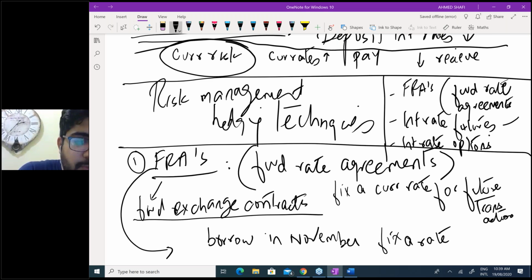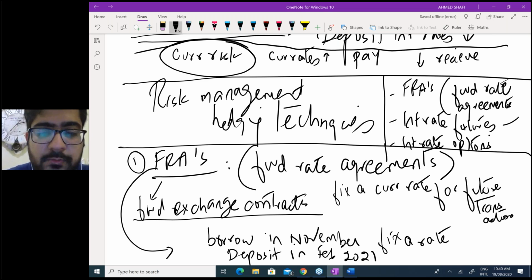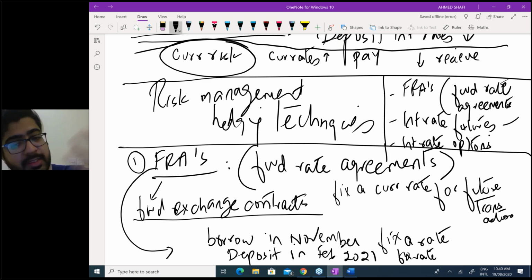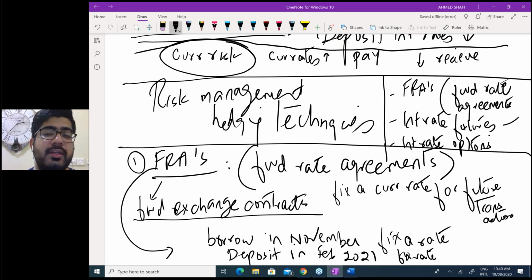Okay. Let's suppose you plan to deposit in Feb 2021. What will be your risk? The interest rates may go down. So what happens with FRA? You fix the rate. The rate is locked. No matter which way the interest rates now fluctuate, you have fixed a rate. When you fix a currency rate, this is called a forward exchange contract. When you fix an interest rate, this is called FRA.